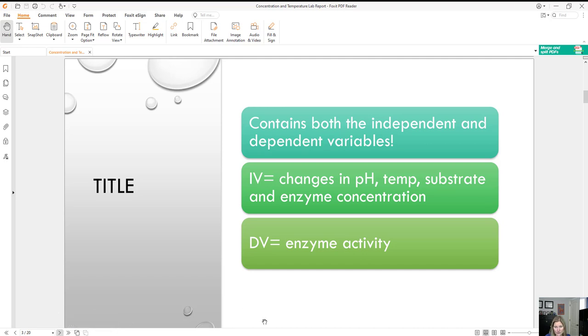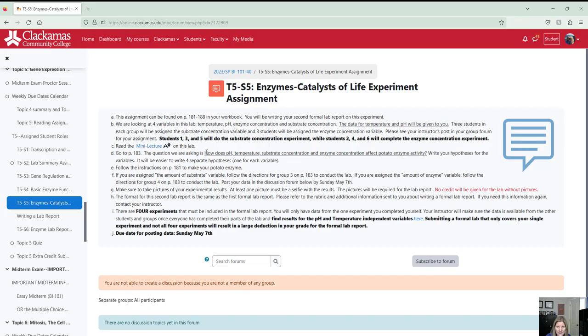Another option, if you're looking for something even easier, is to go back into your Moodle page, bring that back up, and you can just turn this question into a statement. Our question is, how does pH, temperature, substrate concentration, and enzyme concentration, the independent variables, affect potato enzyme activity, the dependent variable? You could just make that a statement, or you could just have it as a question if you want. That could be a suitable title as well. It doesn't need to take that much effort to create a good, suitable title.